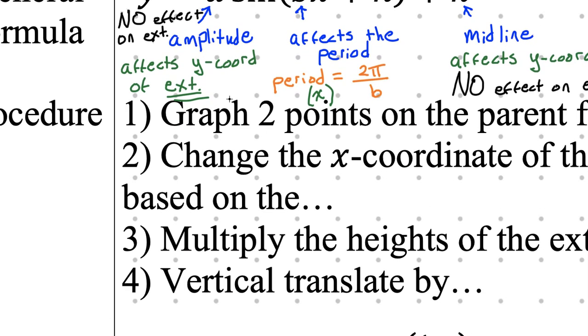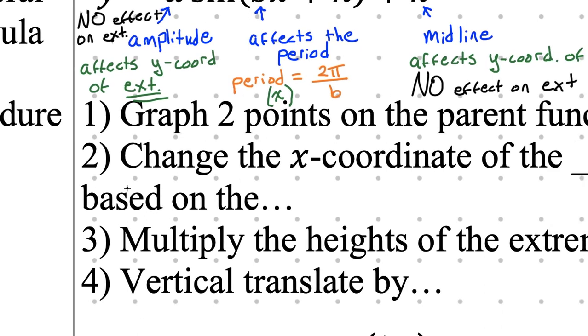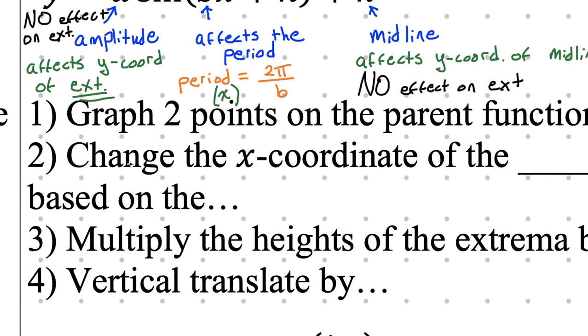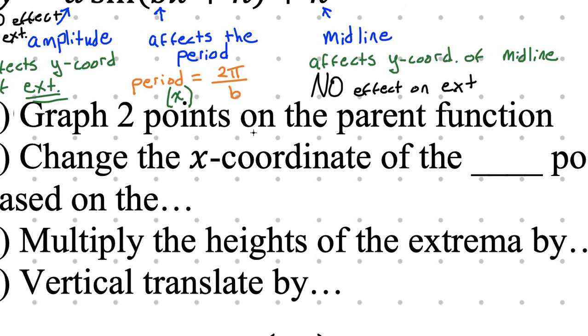So here is your general procedure, and I made this up. This is not standard in mathematics. I could do step 1, then 4, then 3, then 2. I did these in the order that makes it easiest as possible, and I think you'll appreciate that. So definitely, you always have to start at step 1, I guess, but it doesn't matter from there where you go. So you always want to graph 2 points on the parent function.